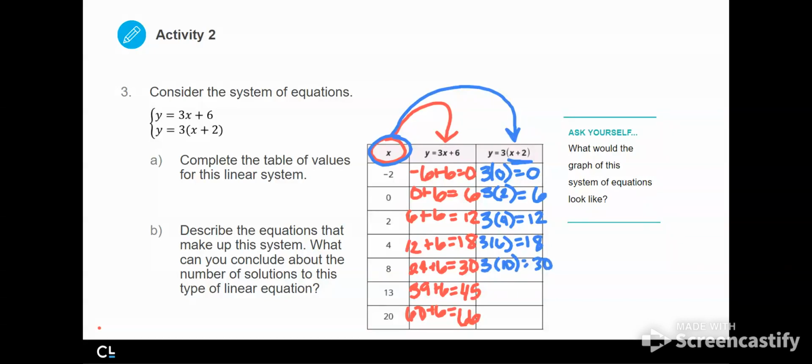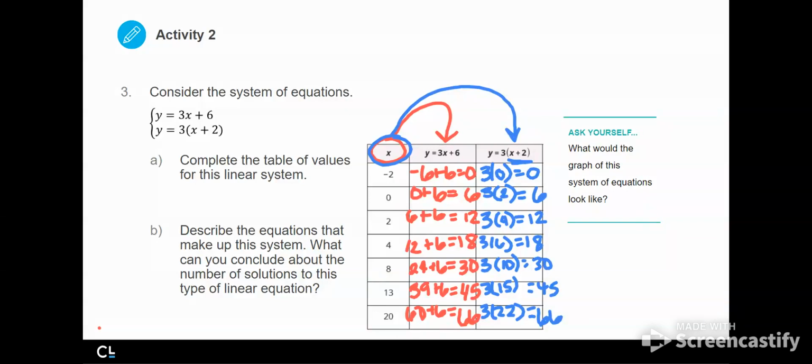I'm hoping you're seeing a pattern already. And I'm going to do 3 times 15, which is going to give me 45. And I'm going to do 20 plus 2, that's 22. So 3 times 22, that's going to give me 66. Okay, describe the equations that make up the system. What can you conclude about the number of solutions to this type of linear equation?